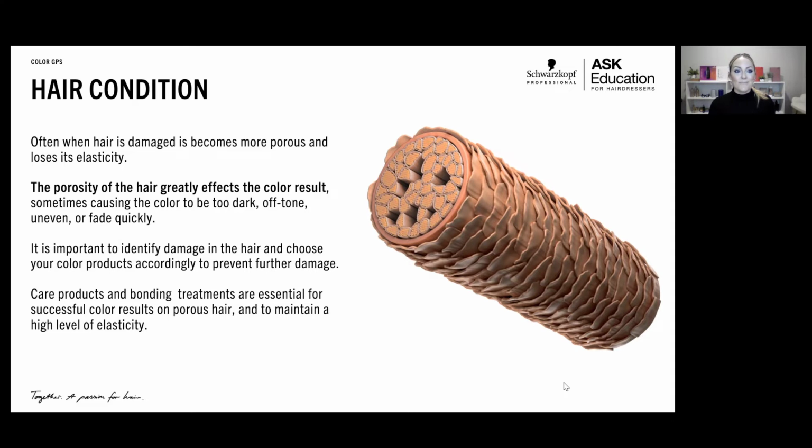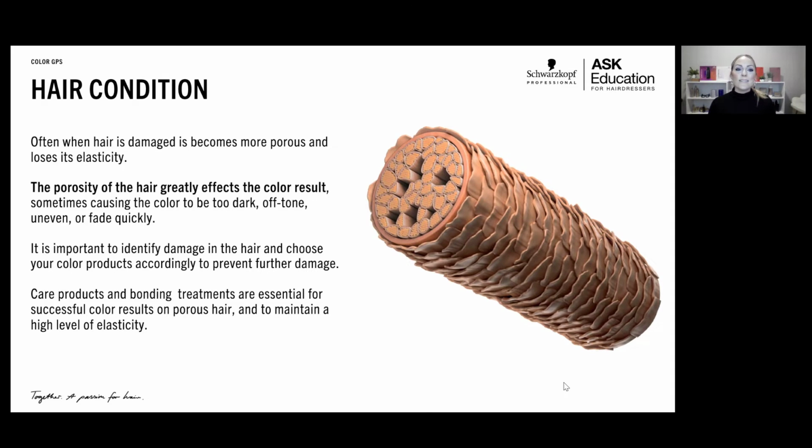The porosity of the hair is when the cuticle is very open, as you can see in the diagram here. As that cuticle becomes very open, it can absorb color very quickly and sometimes end up being darker than what we want it to, or also fade faster, right?